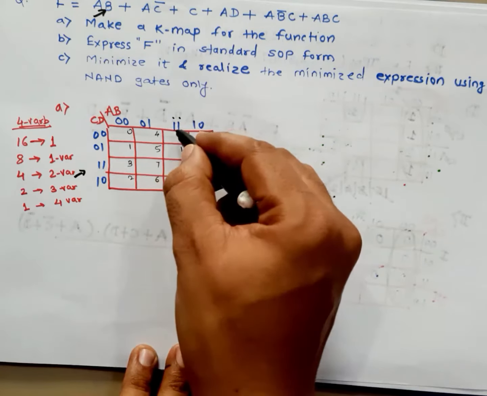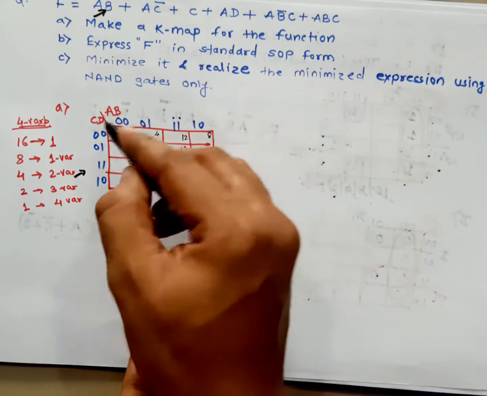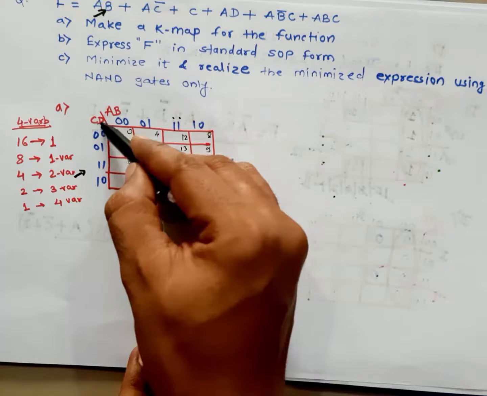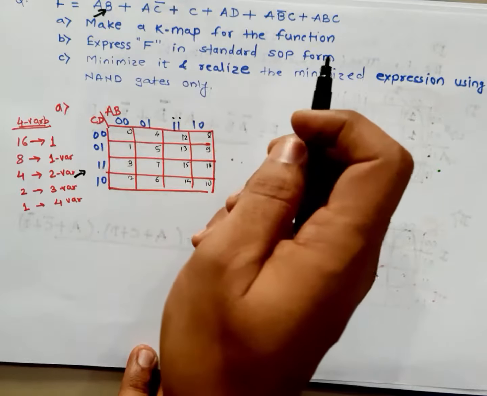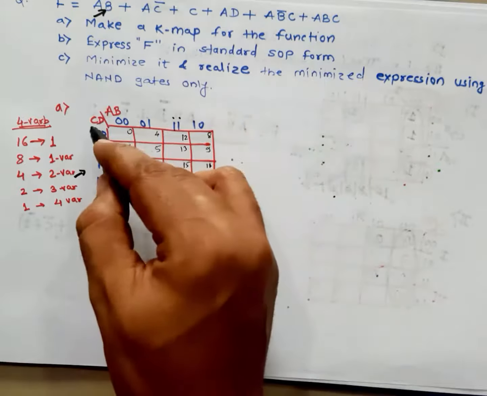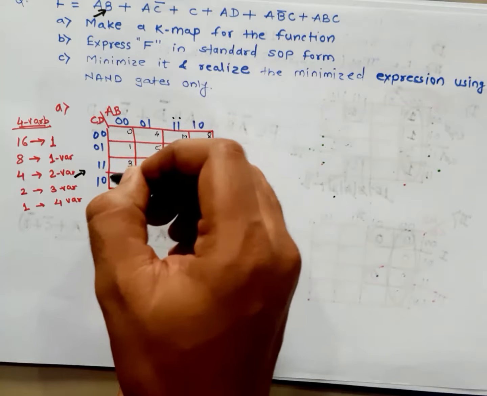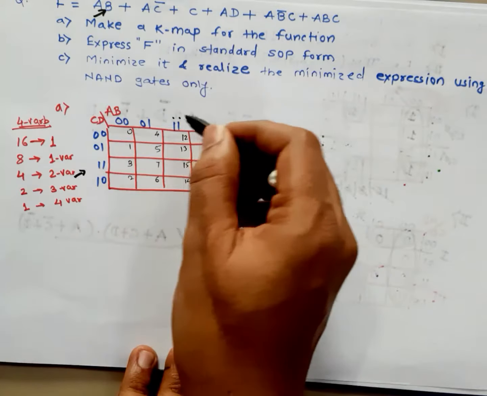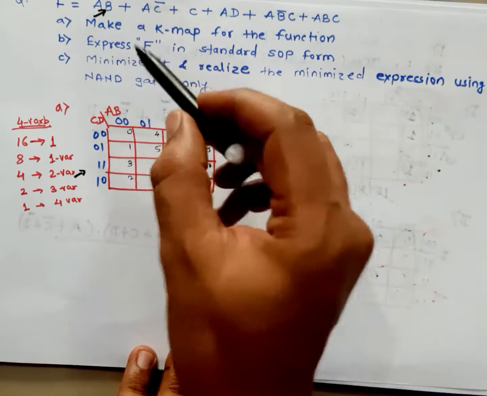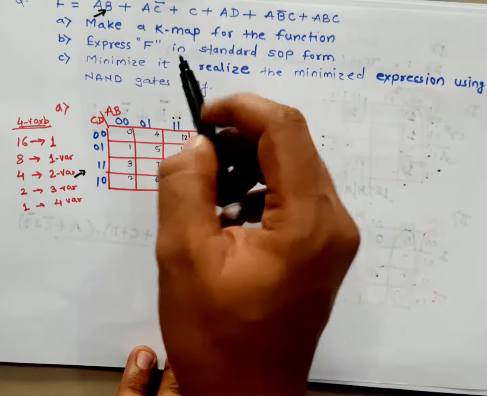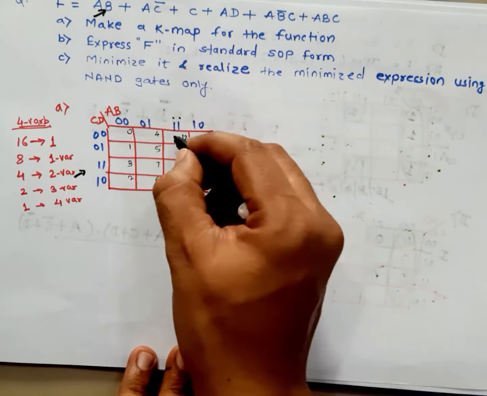So how many cells do you require? 4 cells. In those 4 cells, your C and D get completely eliminated. You want to completely eliminate the C and D variables, so your final answer should be A and B.